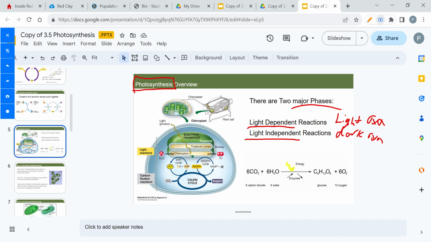A lot of people say, oh, the dark reaction happens in the dark and the light reaction happens in the light, and this kind of confuses people. So if you ever hear light or dark reaction, it might show up. God, I really hope it doesn't. But we just call it the light dependent and independent. So not a trick question.